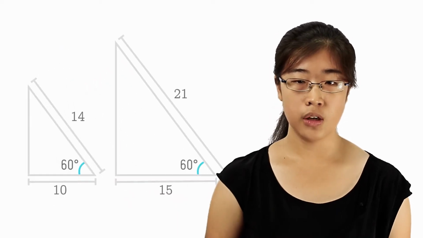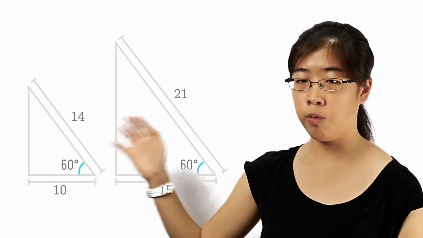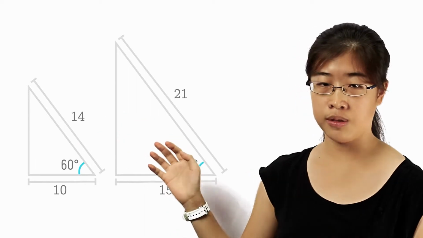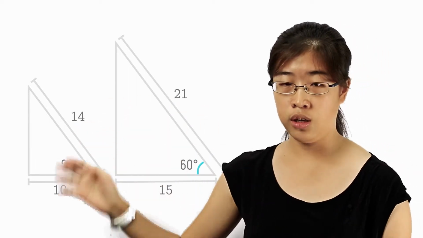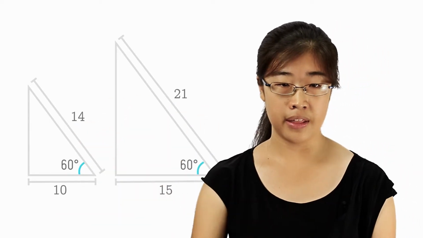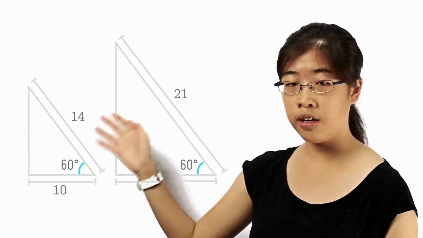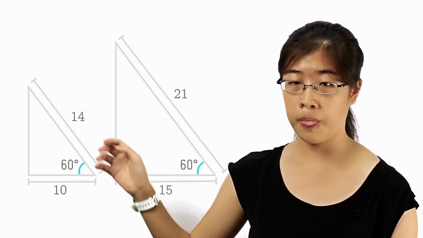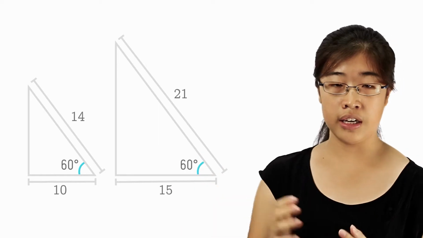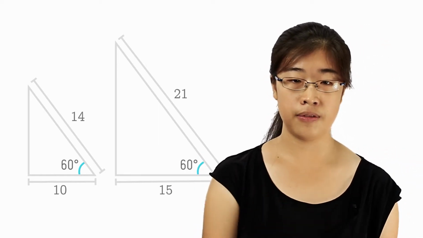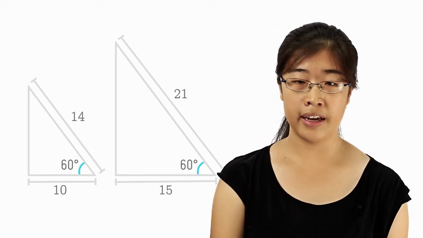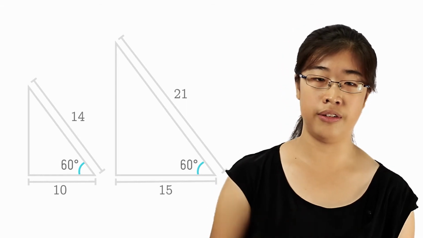So let's take a look at one example now. We have two triangles, and we would like to know if they are similar triangles. For the first triangle, we know two of its lengths, being 10 and 14, and the angle in between them is 60 degrees. For the second triangle, again we know two sides, 15 and 21, and the angle in between them is also 60 degrees.